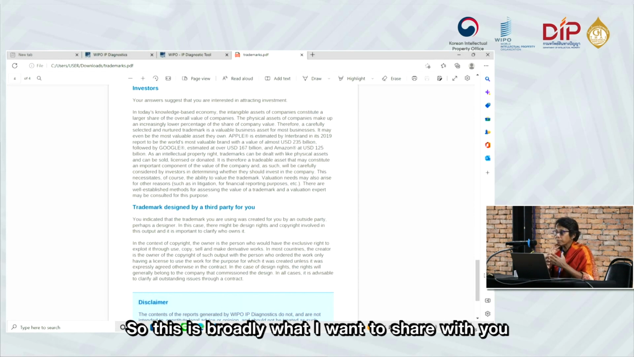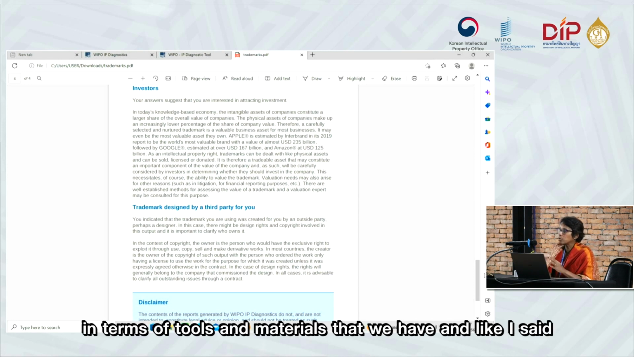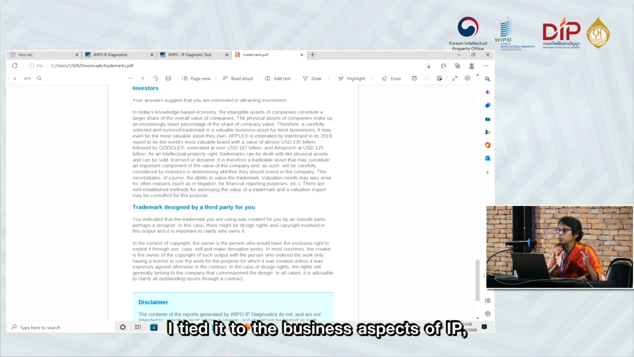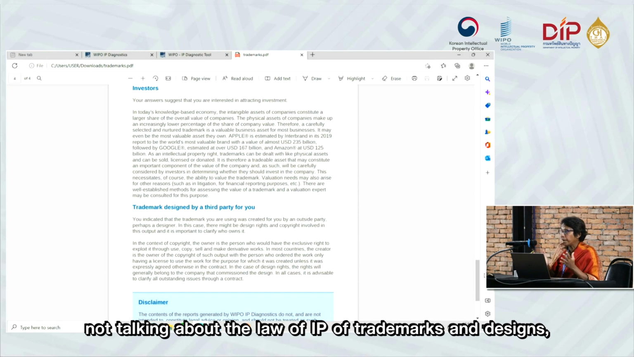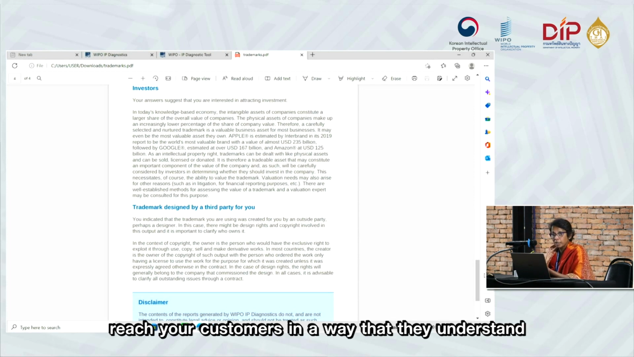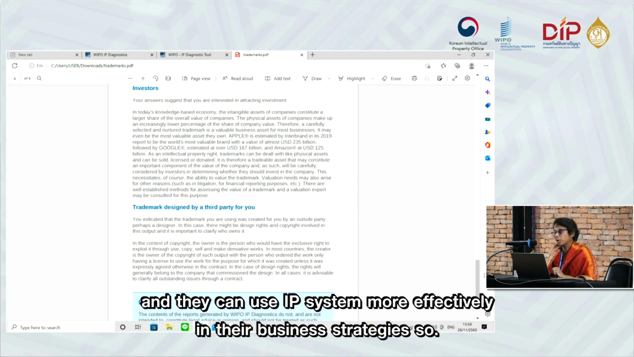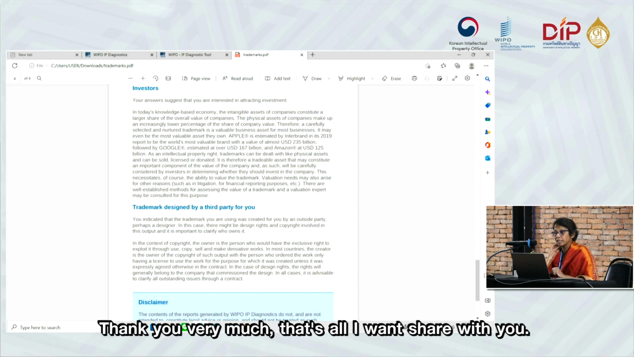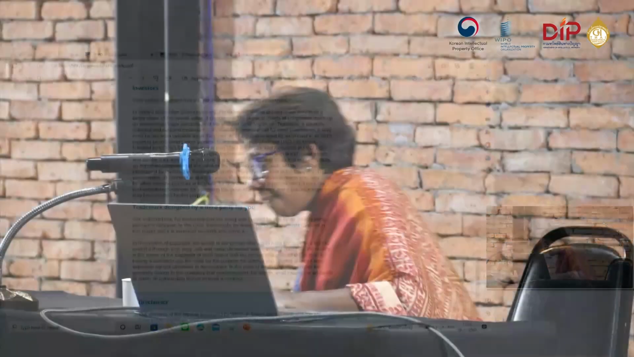So this is broadly what I want to share with you in terms of tools and materials that we have. And like I said, I tied it to the business aspects of IP, not talking about the law of IP, of trademarks and designs, but how you use these tools to reach your businesses, to reach your customers in a way that they understand and they can use the IP system more effectively in their business strategies. So thank you very much. That's all I want to share with you.